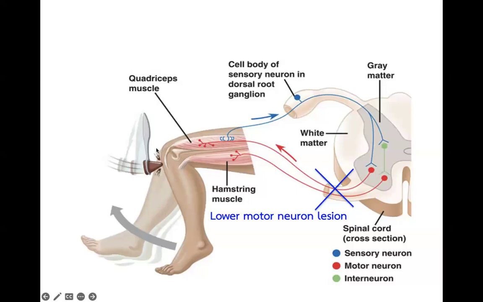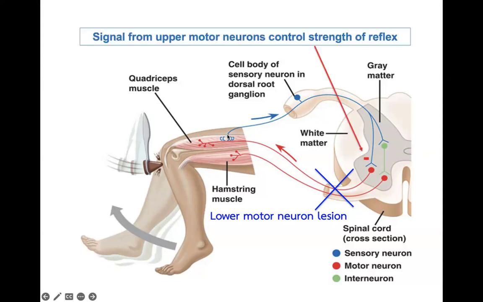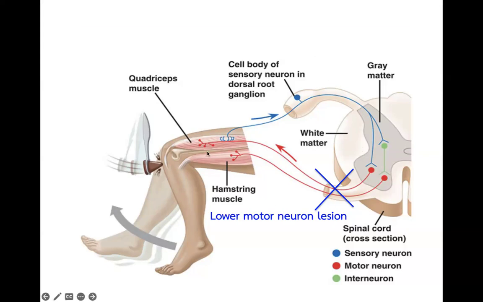if they are damaged, what's going to happen to the reflex? Stronger, weaker? Weaker reflex, exactly. Or maybe you will not have a reflex at all, because this is a component of the reflex. So that's a good example. If you have problems with the lower motor neurons, usually when you test the reflex it will be lower than usual, weaker or not happening at all.